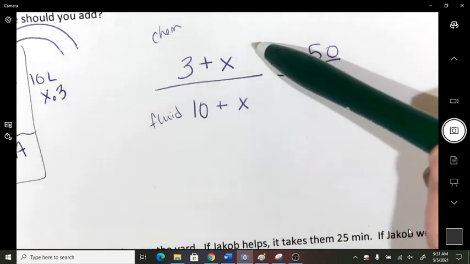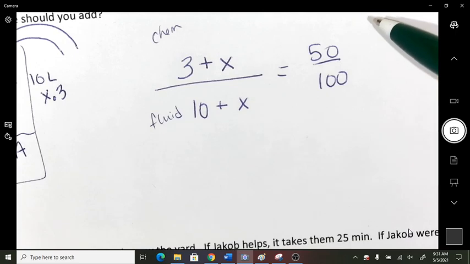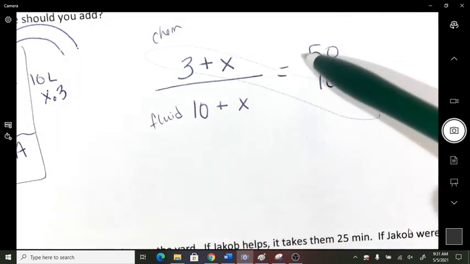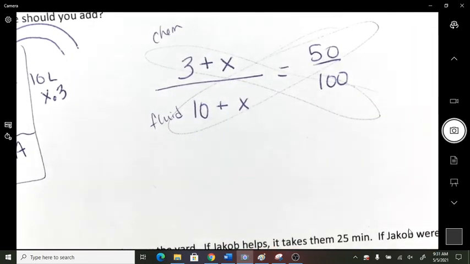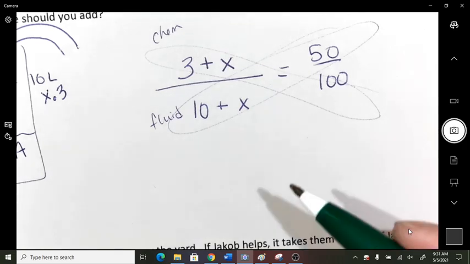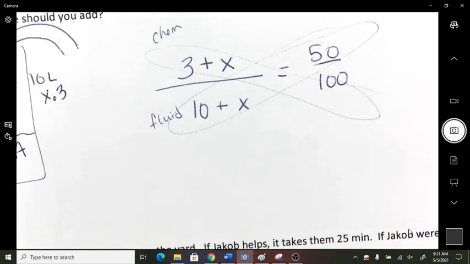Okay, did you think of a method? Cross multiply, common denominator drop. Okay, why don't you see if you can just finish that off on your own? So the cross multiply, I'm guessing you're going to run into some isolation algebra stuff.